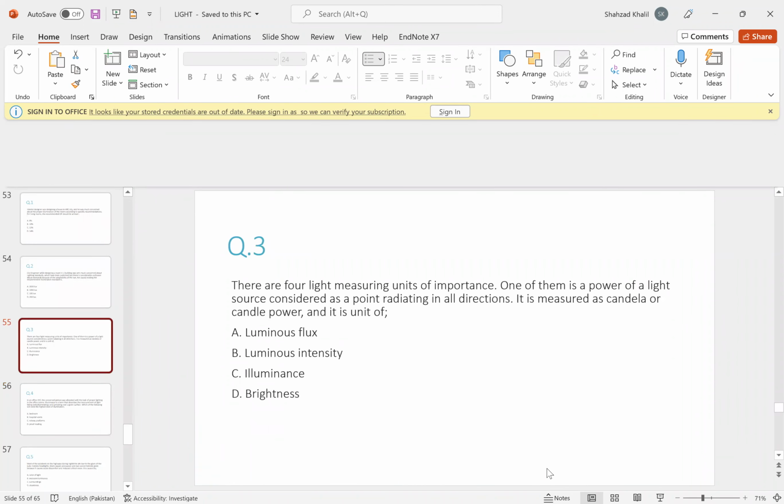There are 4 light measuring units of importance. One of them is the power of a light source considered as a point radiating in all directions. It is measured as candela or candle power, and it is a unit of luminous flux, luminous intensity, illuminance, or brightness. B. Luminous intensity. Yes, the correct answer is luminous intensity. It is the intensity of the light coming from the source.